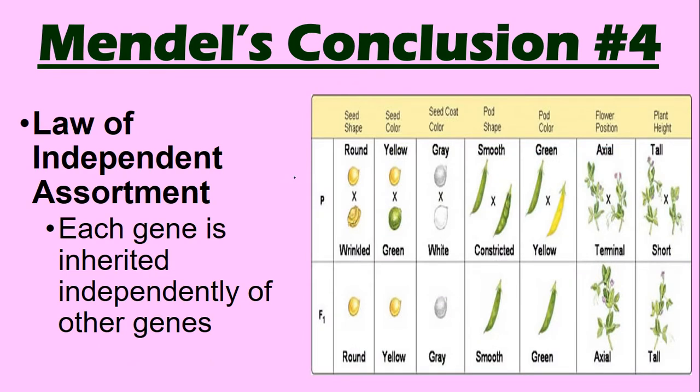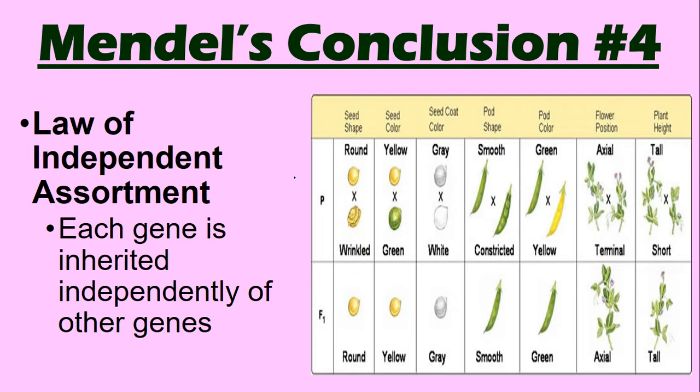Then you also have Mendel's fourth conclusion, the law of independent assortment: each gene is inherited independently of other genes. What that means is just because you have blonde hair does not mean you're going to have blue eyes. You can have blonde hair and green eyes, or blonde hair and brown eyes, or blue eyes and red hair. They are inherited independently from each other. So just because you have one trait does not mean you'll have the other trait.